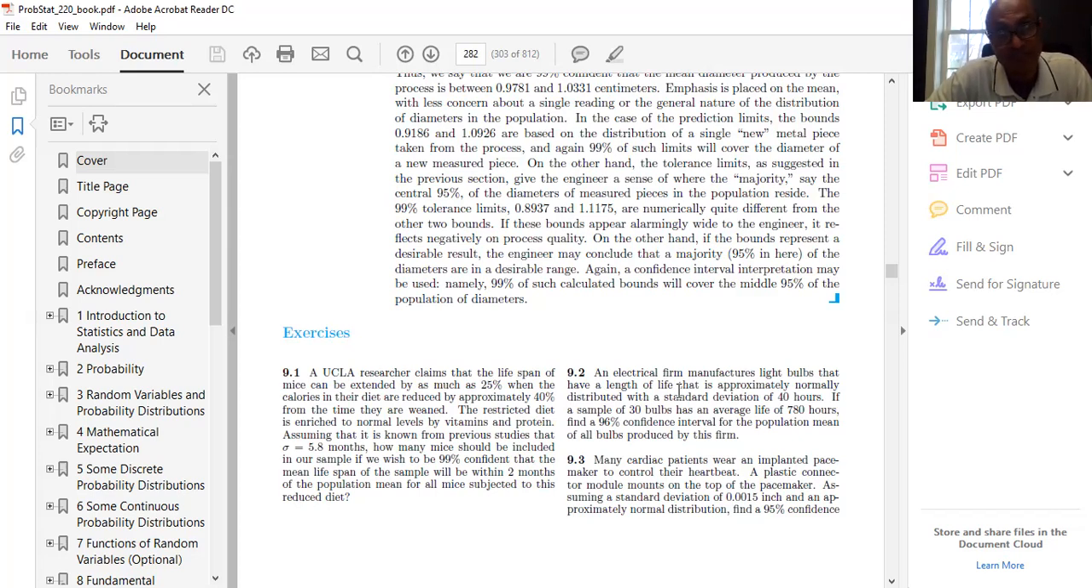How many mice means number of samples. N is asked of you. So we have to use that formula, N equals Z alpha by 2 sigma divided by error, squared. So we need to find Z alpha by 2 because we are given 99% confidence. Based on this, we can find Z alpha by 2. How many mice should be included in our sample if we wish to be 99% confident that the mean lifespan of the sample will be within 2 months of the population mean for all mice subject to this reduced diet? Okay, not a big deal. Very simple example. So again, guys, look at here. Example 9.1.